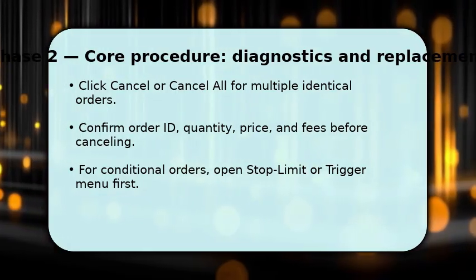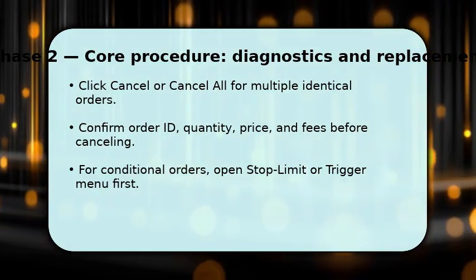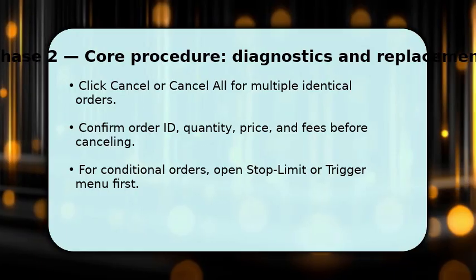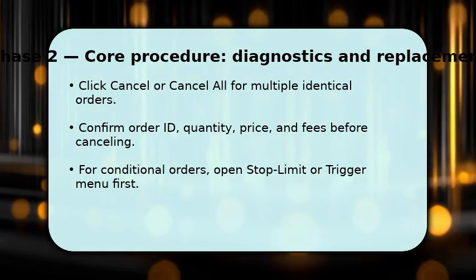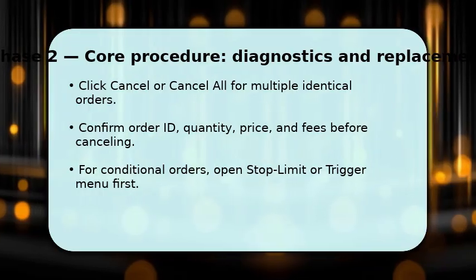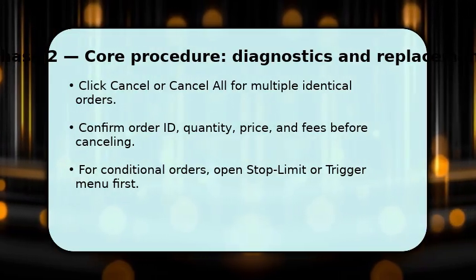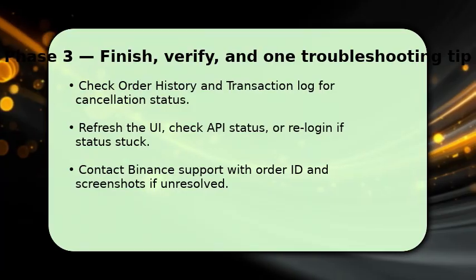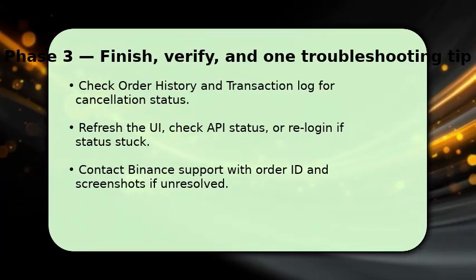Confirm the order ID, quantity, and price details. This avoids canceling the wrong trade. Once done, acknowledge any confirmation prompt and wait for the exchange to update your open orders list to show the cancellation. Finish by verifying cancellation in order history and your transaction log.